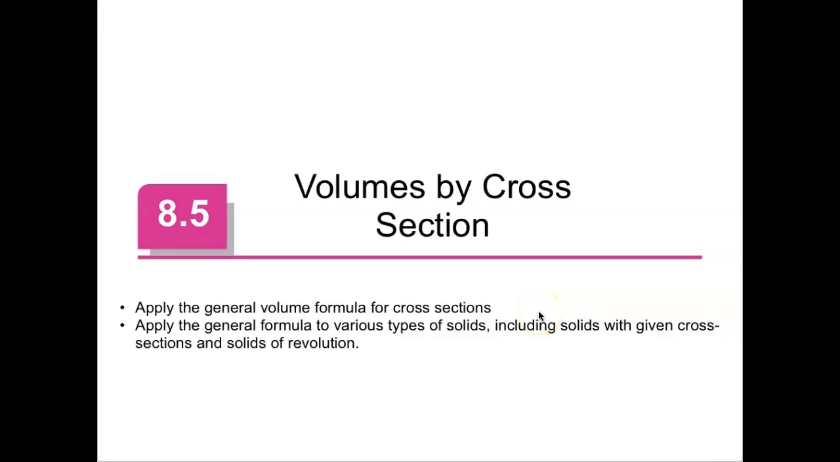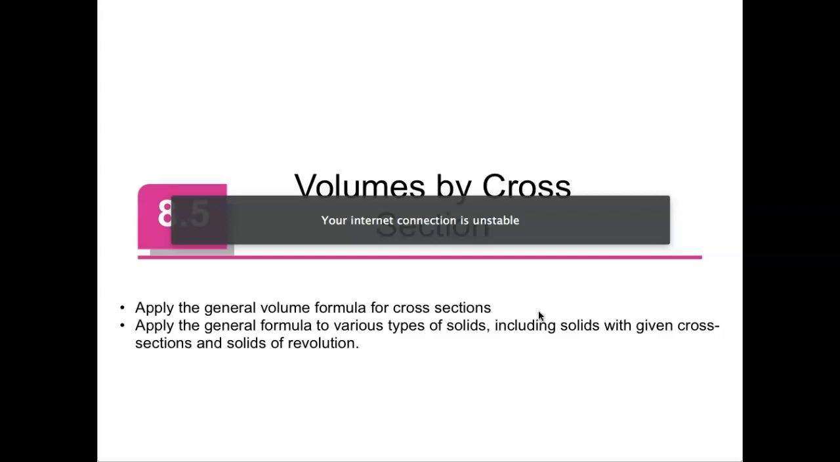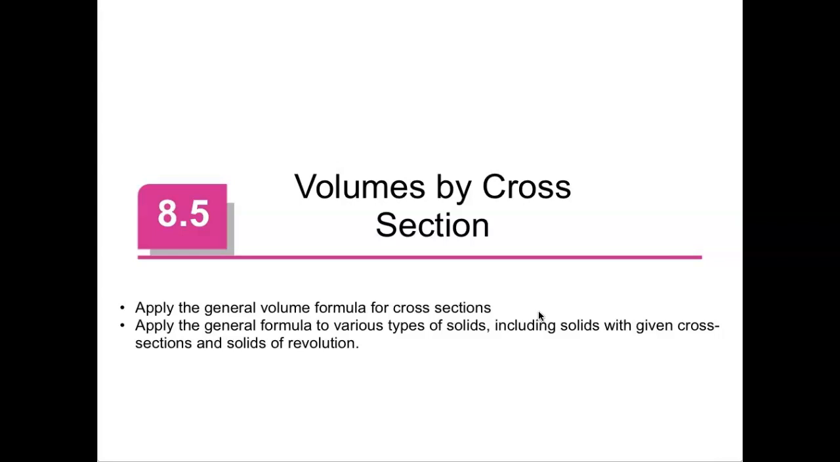So we're going to talk about volumes by cross-section. So this is technically finding the volume, obviously, of a three-dimensional object, but we're going to cheat it. We're not really going to use 3 dimensions. We're only going to use 2. Three-dimensional calculus is called multivariable calculus. It's pretty interesting. It's usually the third calc class, Calc 3. But we're gonna cheat it here. We're just going to use 2 dimensions.